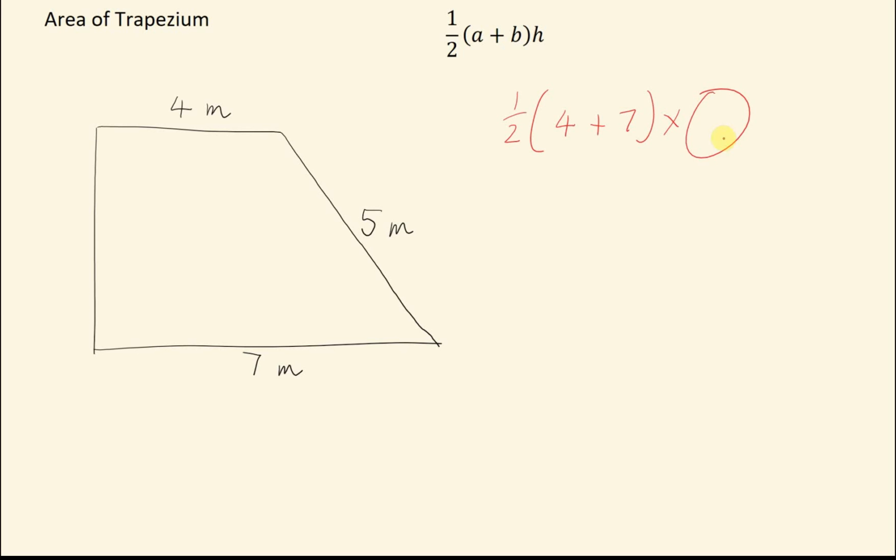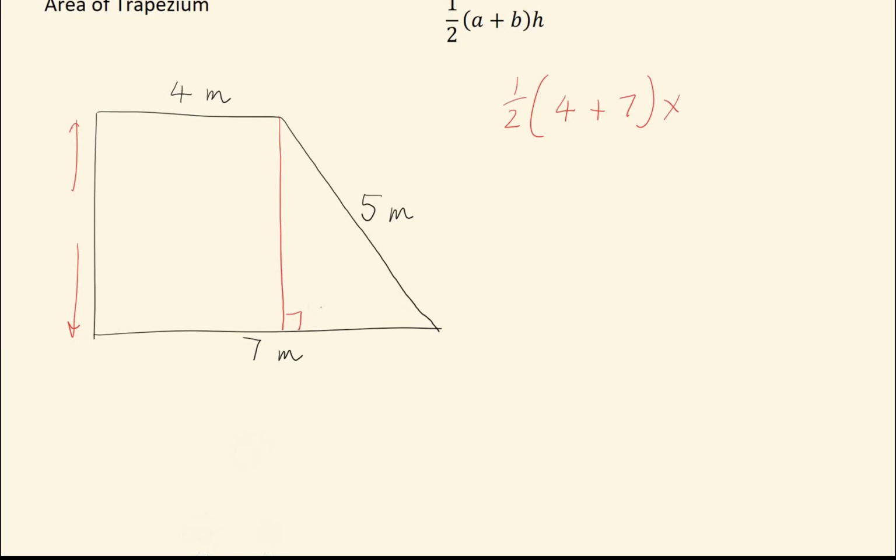This height that should go here should be the height that goes straight up. And to work that out, we need to use Pythagoras by chopping it into a triangle. So that's my x. To use Pythagoras, we're going to need the base of this triangle, which we can work out, because there's a difference between 7 and 4, so that's going to be 3. So before I can find the area, I have to use Pythagoras to work out the height.